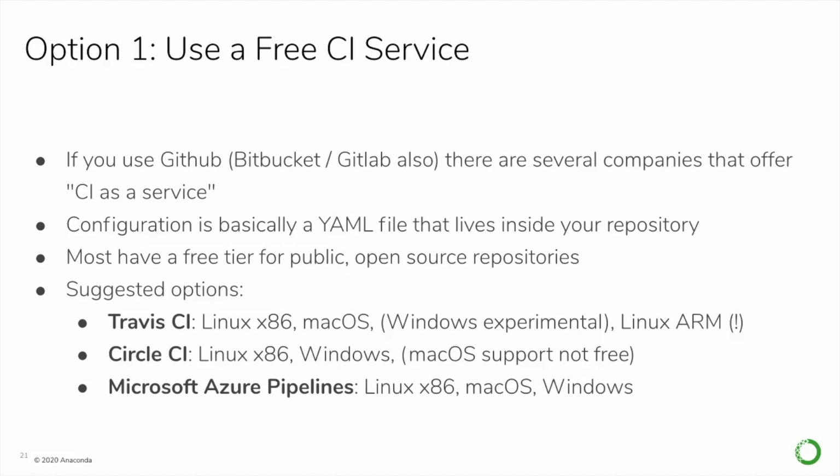Circle CI is another one. They have both Linux and Windows support. Mac OS support is not free. That's on the paid tier. And then Microsoft Azure Pipelines burst onto the scene, I guess a little over a year ago, maybe a couple years ago. And they have Linux, Mac, and Windows support all out of the box. Since it's Microsoft, obviously the Windows support is very good. So I would have a look at any of these.